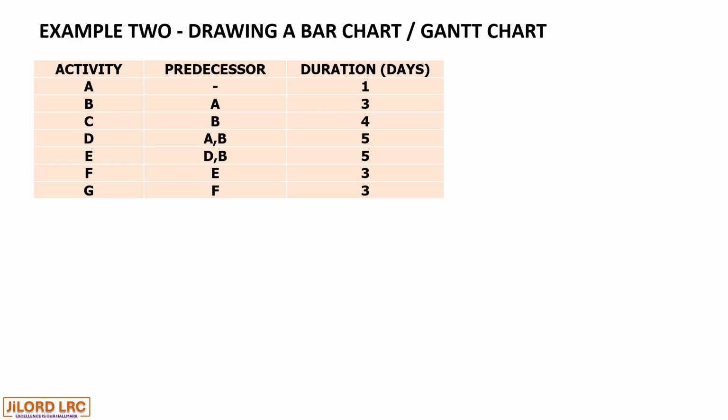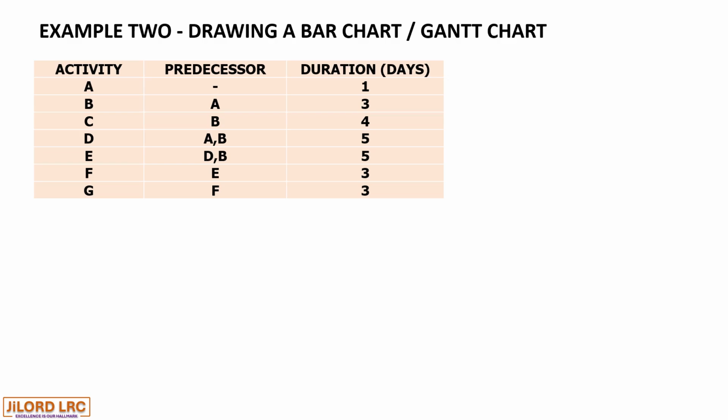B is the second activity with a predecessor A, has a duration of 3 days. Activity C has a duration of 4 days with a predecessor as B. Activity D has 2 predecessors, A and B. It means A and B have to be completed before D commences. And D has a duration of 5 days.